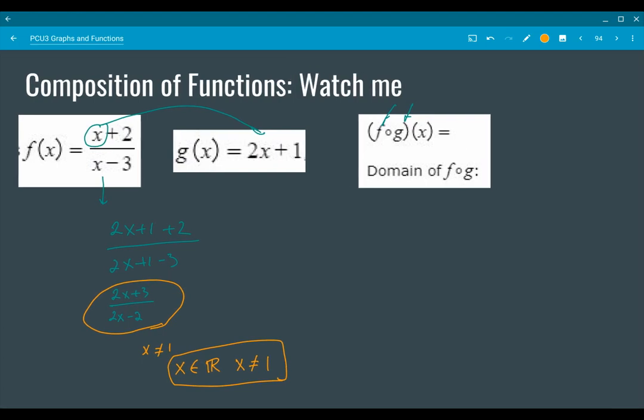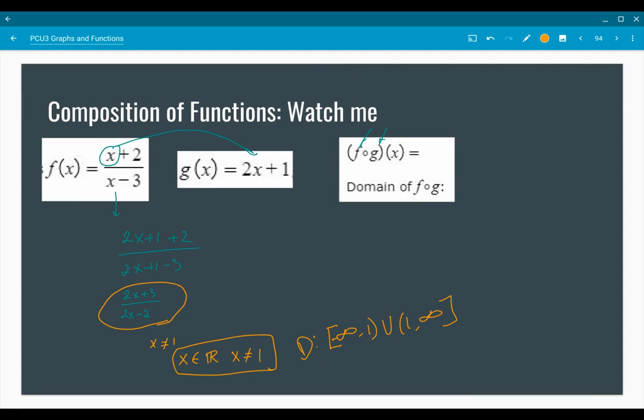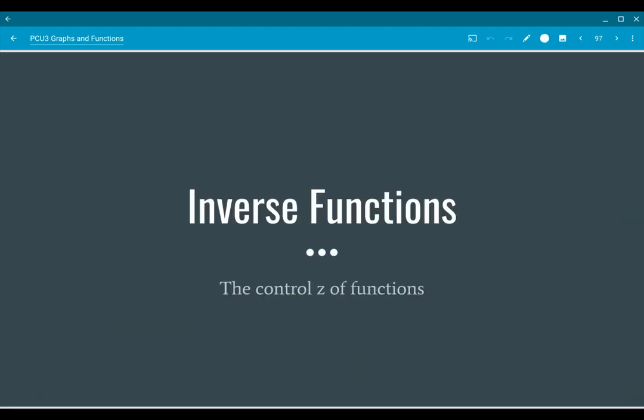We could also have written it as domain... we could have written it like that. And we also could have written it as an inequality. So there's a couple different ways. Now we're going to look at inverse functions.